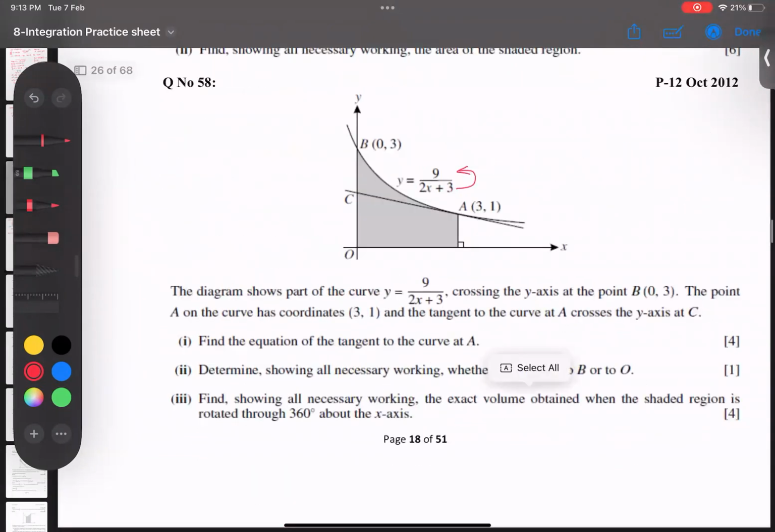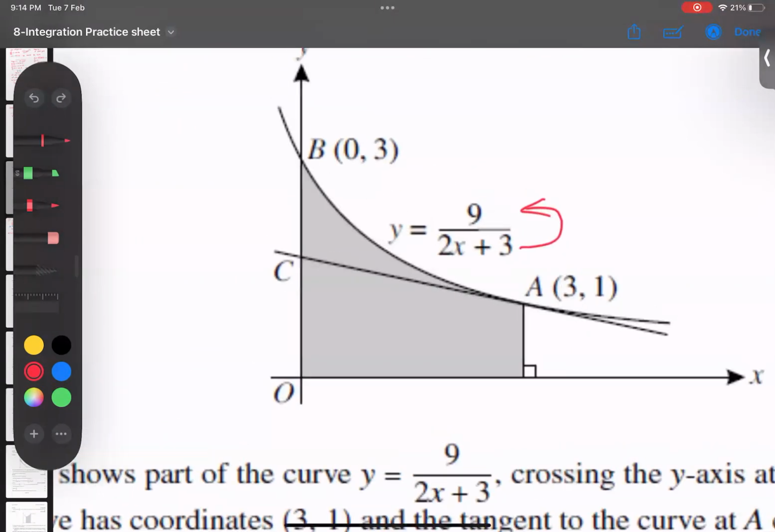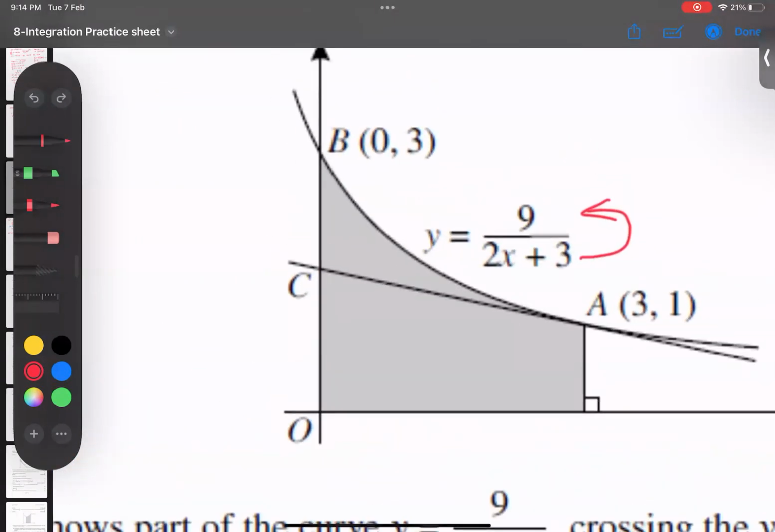It did not ask for some special form. It just asked simply. 4 marks gained. Now, determine, showing all necessary working, whether C is nearer to B or O. Very interesting. I want to check the gap between C and B and the gap between C and O. I will check which is the smaller gap. If BC is the smaller gap and CO is the bigger gap, I say that C is closer to B. I think the point is very clear.